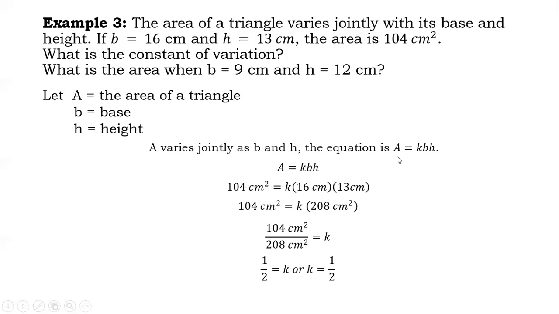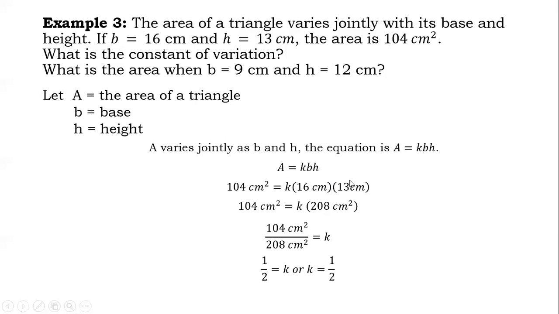Now, using this mathematical equation, we can find the value of k. Using the given values, we have 104 square centimeters as the area is equal to k times 16 centimeters as the value of the base, times the value of the height, which is 13 centimeters.